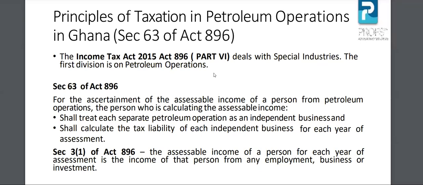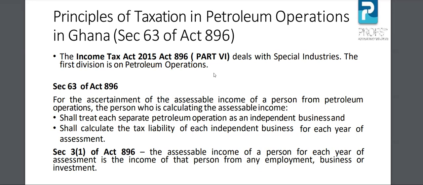So section 63 talks about the principles of taxation. It just introduces it to more or less the background issues. Okay, so here we are being introduced to accessible income. You find it under section 3, subsection 1 of Act 896. That's the Income Tax Act 2015, Act 896.